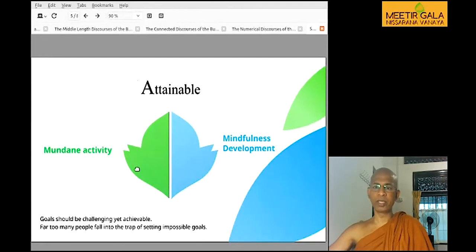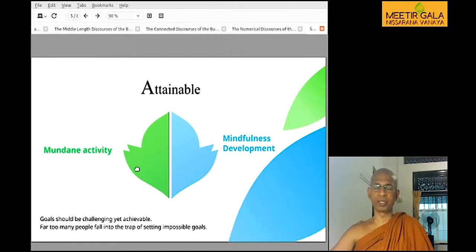Actually these have to be attainable, so they have to be realistic. Otherwise we are going away from our goal, because sometimes we keep very high expectations, immediately wanting to become an arahant, wanting to become a sotapanna. So likewise, very high goals sometimes people keep. That is also a kind of hindrance in our practice. So our goal has to be an attainable, achievable goal.